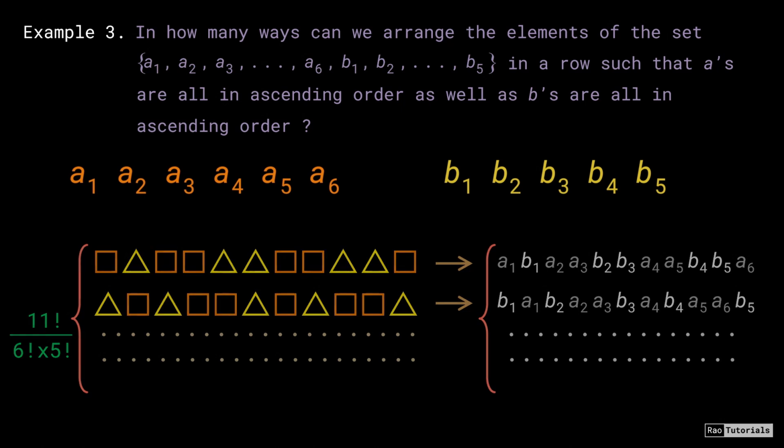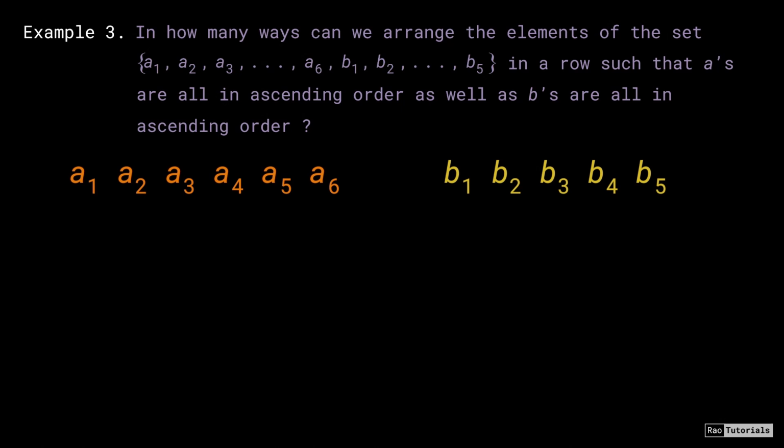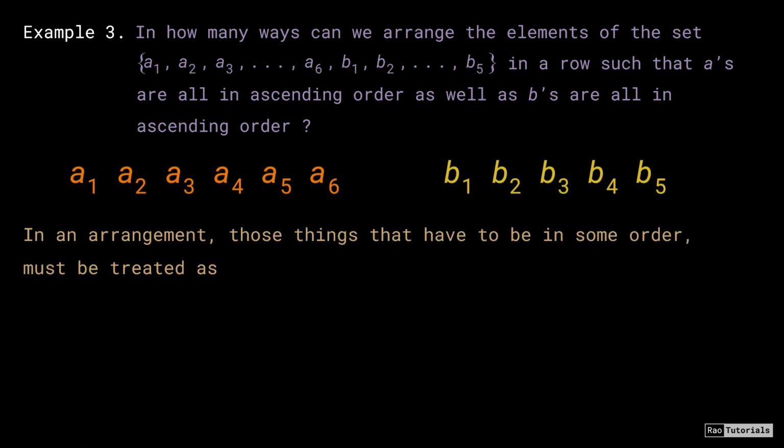We may turn this entire thought process into a simple rule that in an arrangement, those things that have to be in some order should be treated as identical. As we are arranging a total of 11 objects, it is 11 factorial, and since 6 A's have to be in a given order, we consider them identical and divide by 6 factorial. Also 5 B's have to be in order, so we consider them identical as well and divide by 5 factorial.